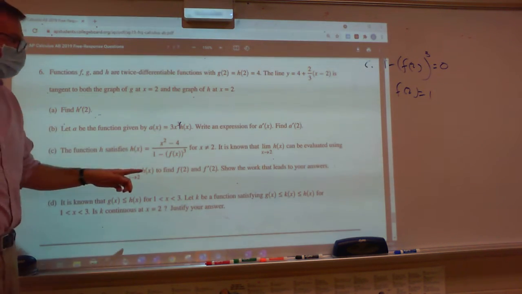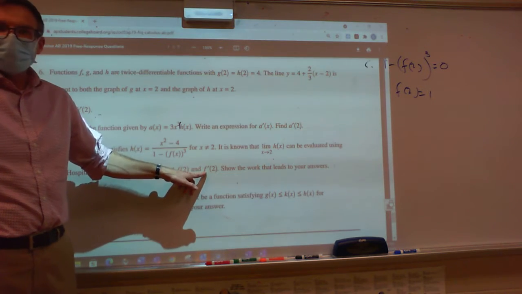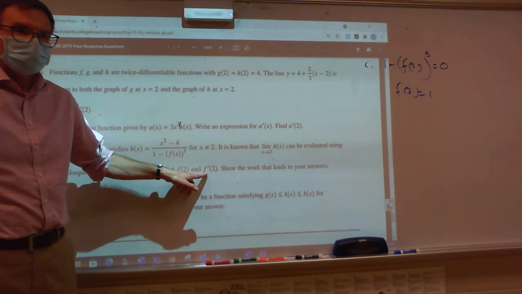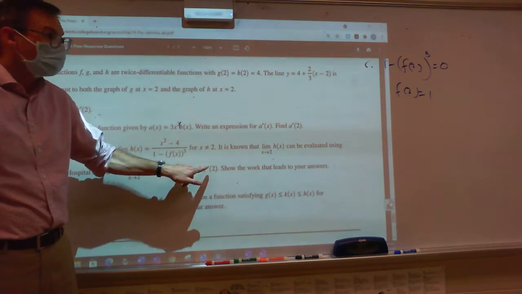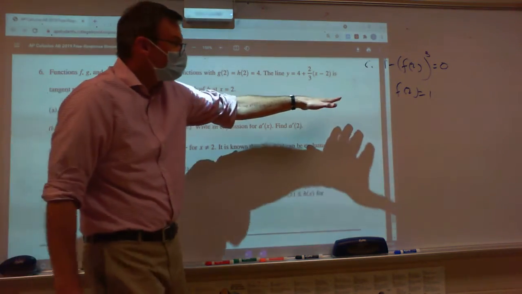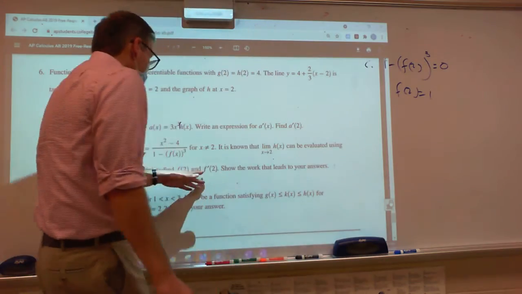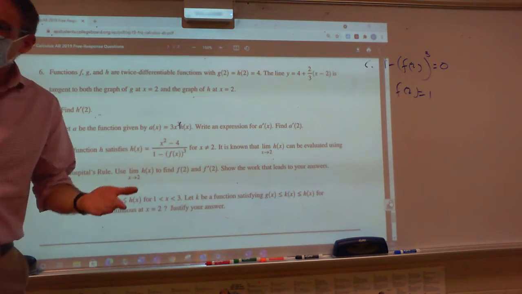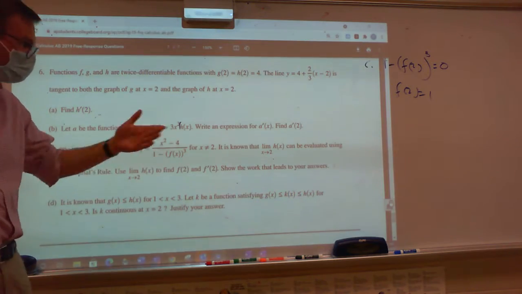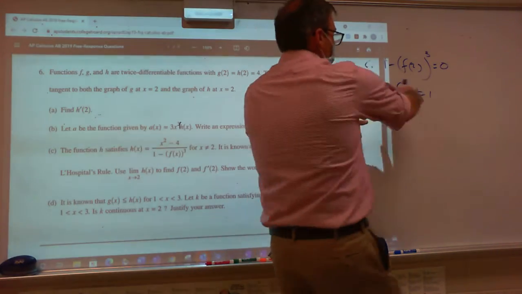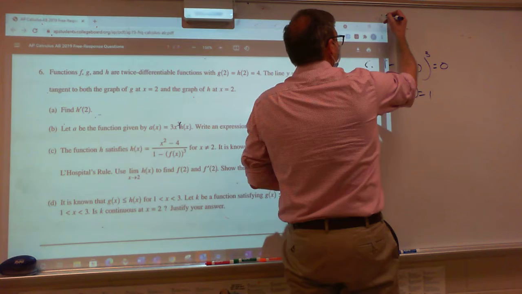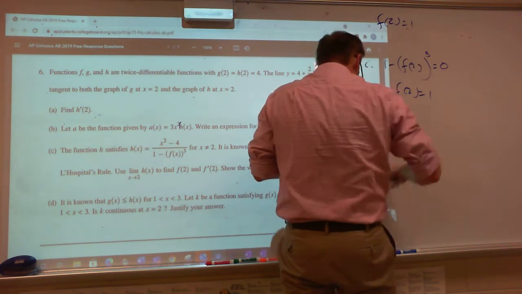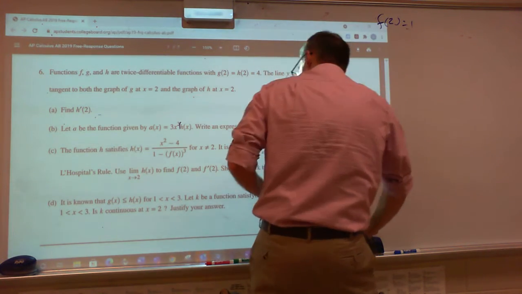How do you find f prime? Okay, so I found out that f of 2 is 1. How do we do this? Well, I guess we should use L'Hopital's rule, shouldn't we? Because they said we use L'Hopital's rule. And I'm going to write this just so I have board space. So I know that f of 2 is equal to 1, and I'm going to erase this.